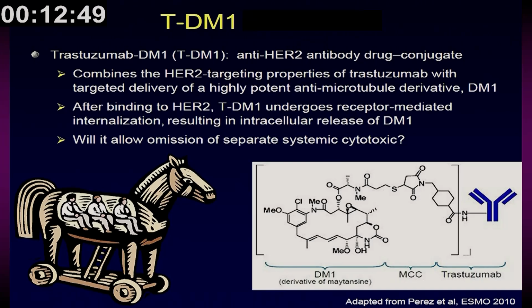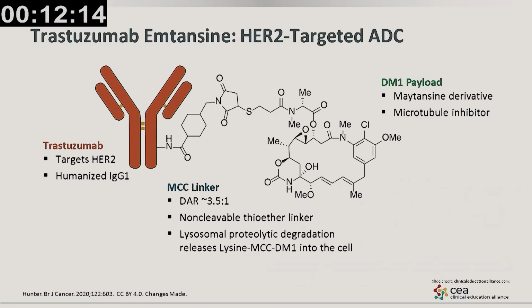So the first one of these antibodies was the TDM1, and this was popularly called the Trojan horse concept. I'm sure you'll remember the mythological story by Homer, who talked about the soldiers being hidden in these huge horses which were sent across to defeat the enemy. So that is the concept of the ADCs, that these chemotherapy drugs are on the monoclonal antibodies which get internalized into the tumor cell, and that leads to the cell kill. So this is the drug trastuzumab emtansine, and this is the HER2 targeted antibody drug conjugate.